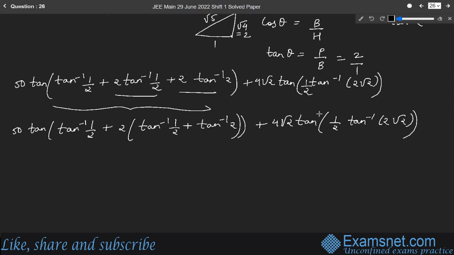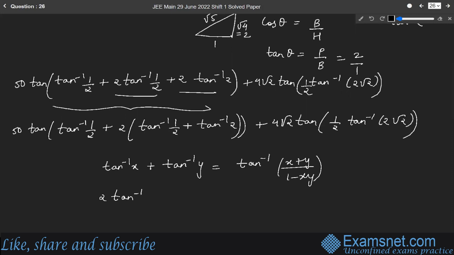Now you have to listen very carefully, because to further solve this expression, firstly we need to understand two basic formulas. The first formula that we have to use here is the formula for tan inverse x plus tan inverse y. It is equal to tan inverse of (x + y) divided by (1 − xy). And the second formula that we have to use for this question is 2 tan inverse x. Do you know what is the formula for 2 tan inverse x? It is equal to tan inverse of 2x upon (1 − x²). All right, so these are the two basic formulas that we have to use here.